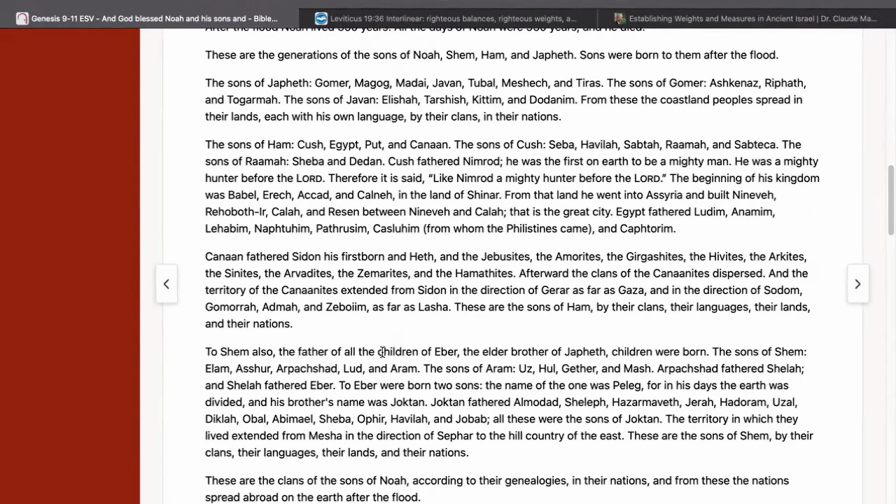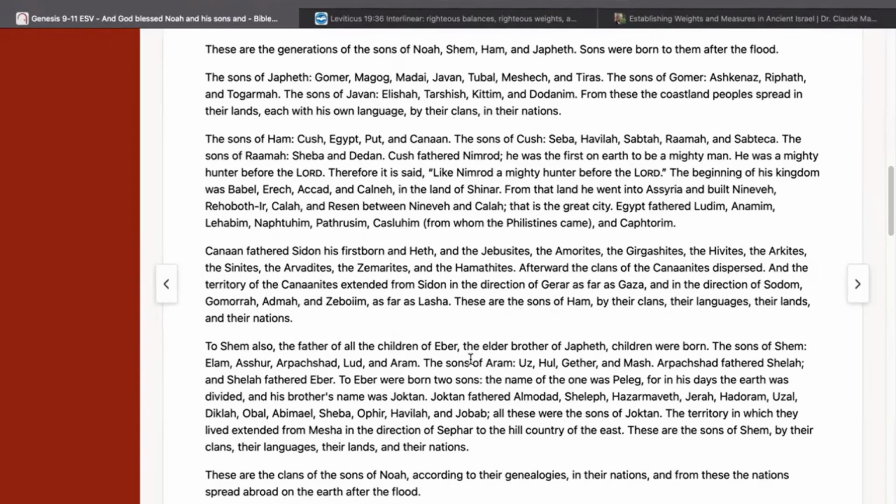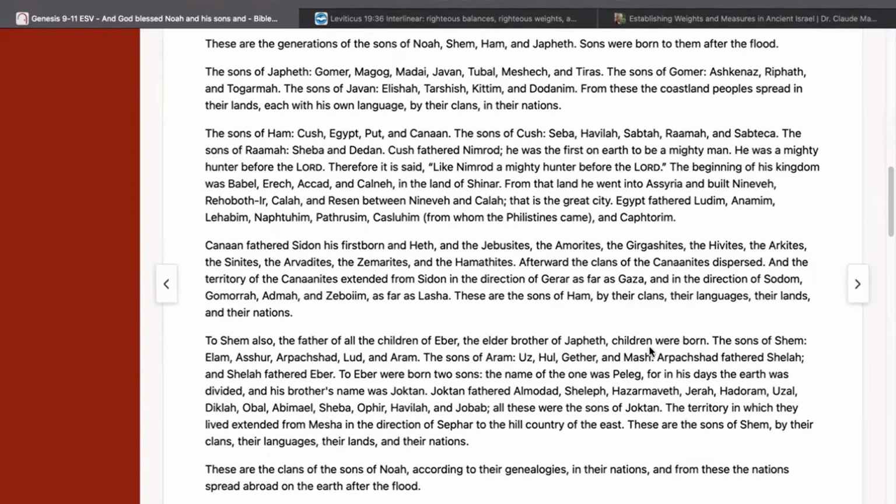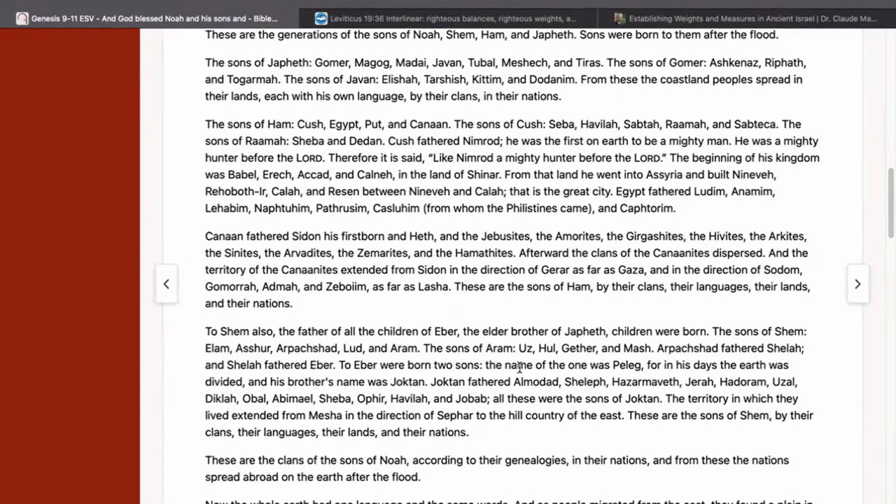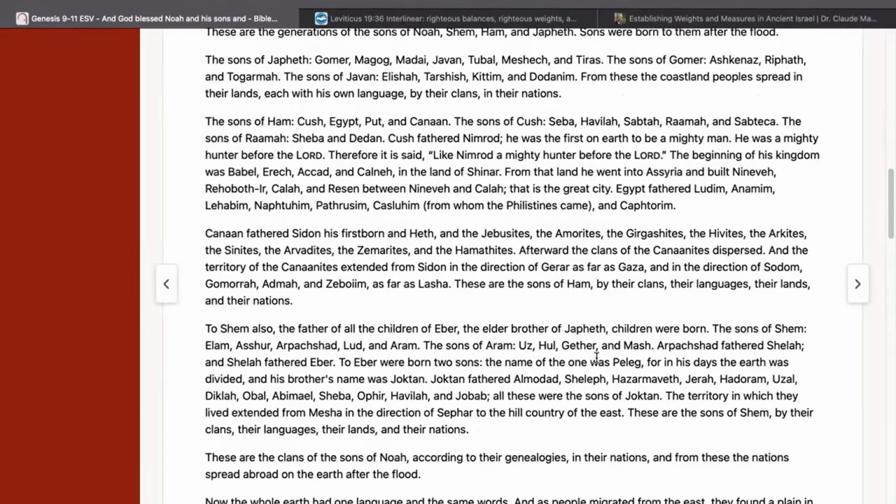To Shem also, the father of all the children of Eber, the elder brother of Japheth, children were born. The sons of Shem: Elam, Asshur, Arpachshad, Lud, and Aram. The sons of Aram: Uz, Hul, Gether, and Mash. Arpachshad fathered Shelah, and Shelah fathered Eber. To Eber were born two sons. The name of the one was Peleg, for in his days the earth was divided, and his brother's name was Joktan.